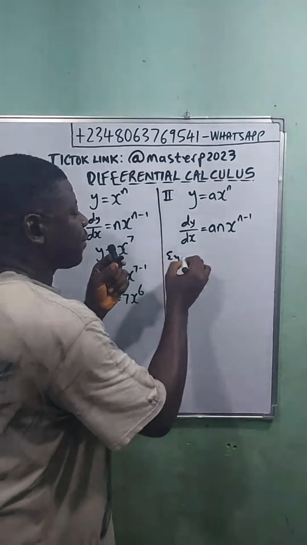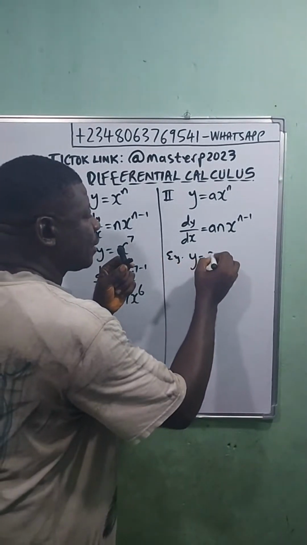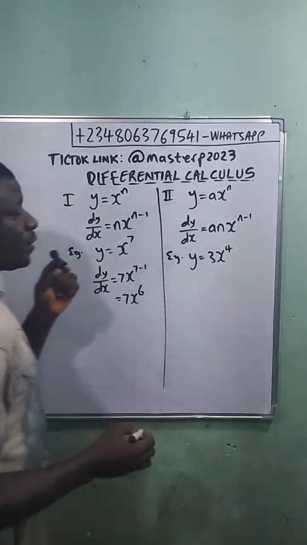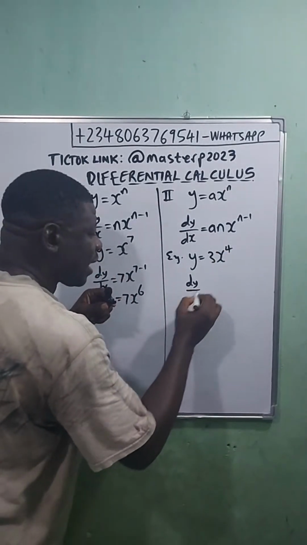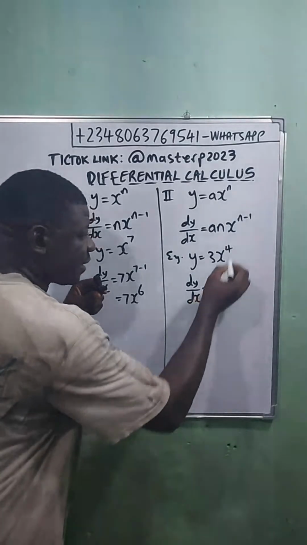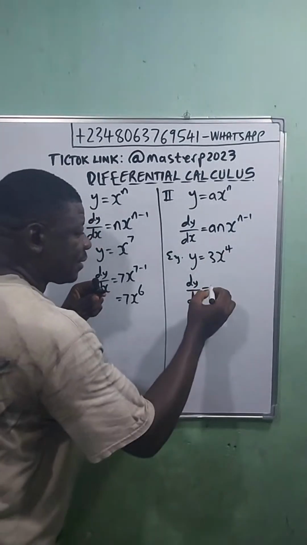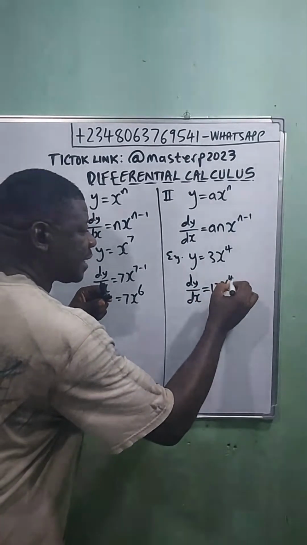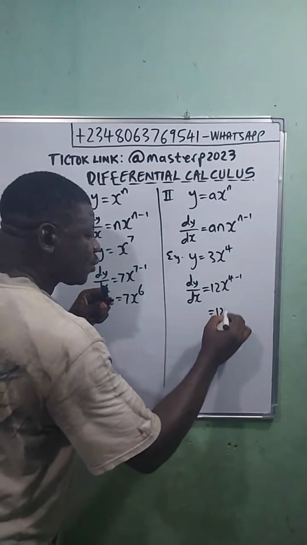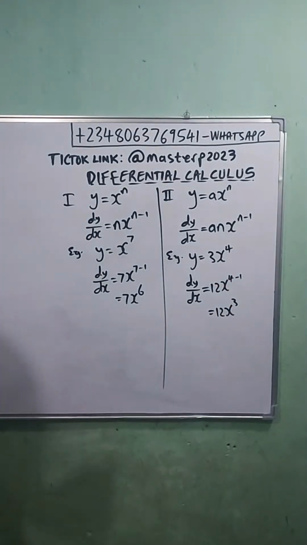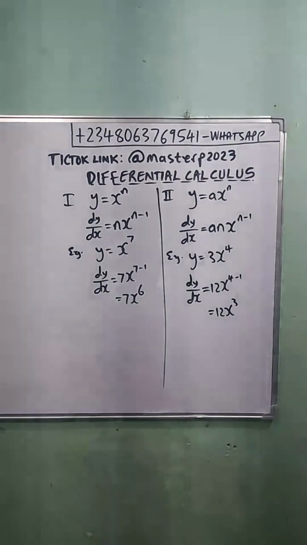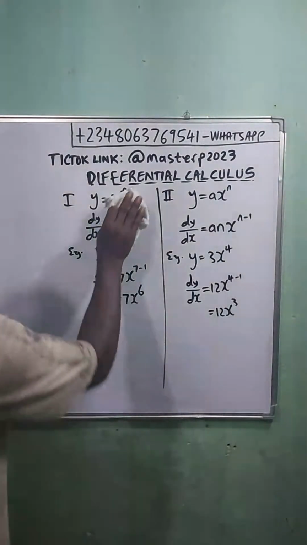Which means if I have a question like y equals 3x raised to the power 4, and I want to look for dy by dx, I will just take 4 times 3, which is 12. Then I recopy this, then I subtract 1. This will give me 12x to the power 3. Let's go to the third one.